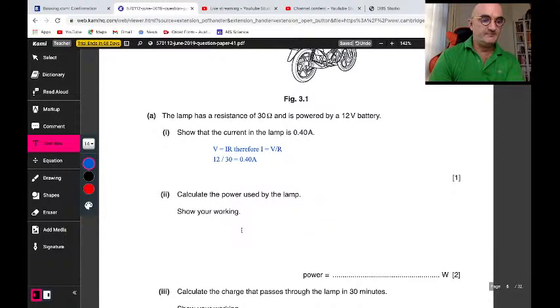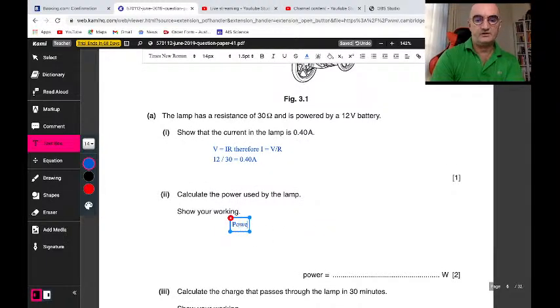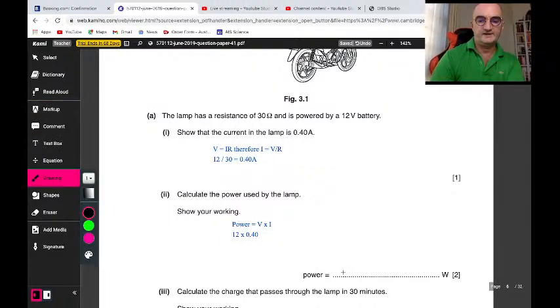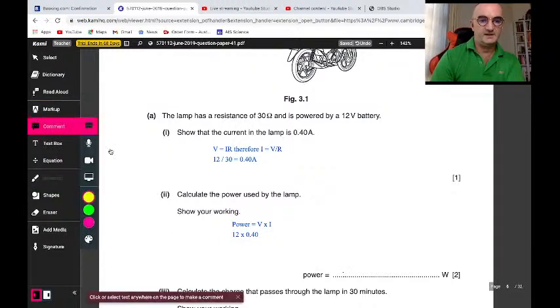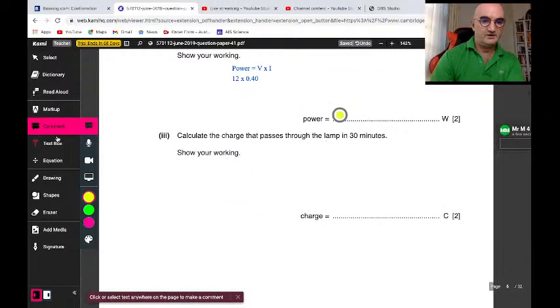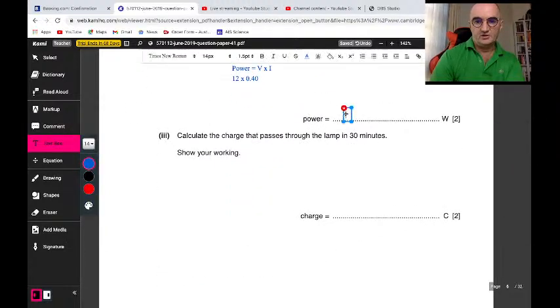Next one calculates the power. Now if we remember, power equals volt times our current, doesn't it? Well, our volt was 12, and my current was 0.40. So I make that a power output of 4.8 watts. And a text box, there we go. So this will be 4.8, and it's giving me the units in the question, which is great, 4.8 watts.